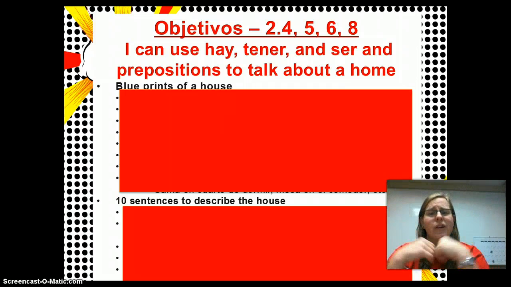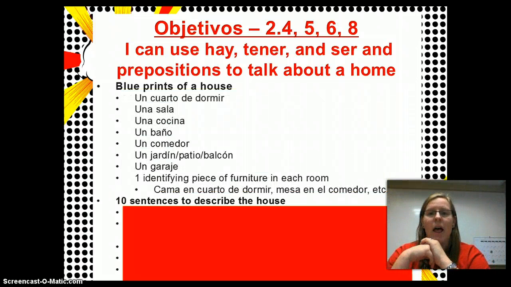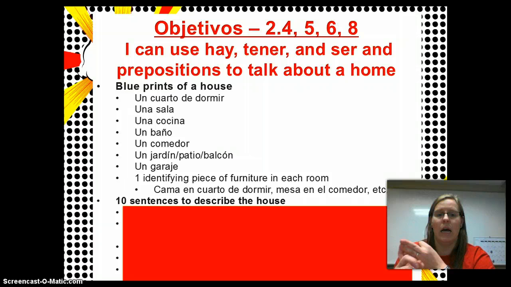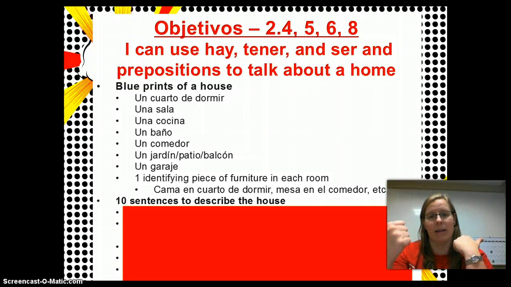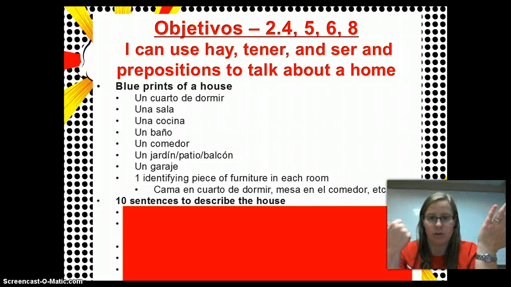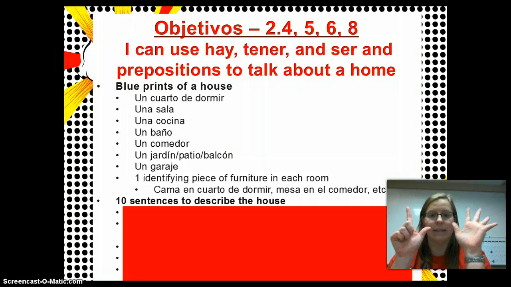Well, first thing you're going to do is you're gonna draw some blueprints. So there's a couple things you have to include in your blueprints. They are not optional. First one is un cuarto de dormir. Then you have una sala, una cocina, un baño, un comedor, un jardín, or patio o balcón. Maybe your dream home is an apartment, so you have a balcony instead of a yard. That's logical. Un garaje. So totally we're looking at 7 different rooms minimum.